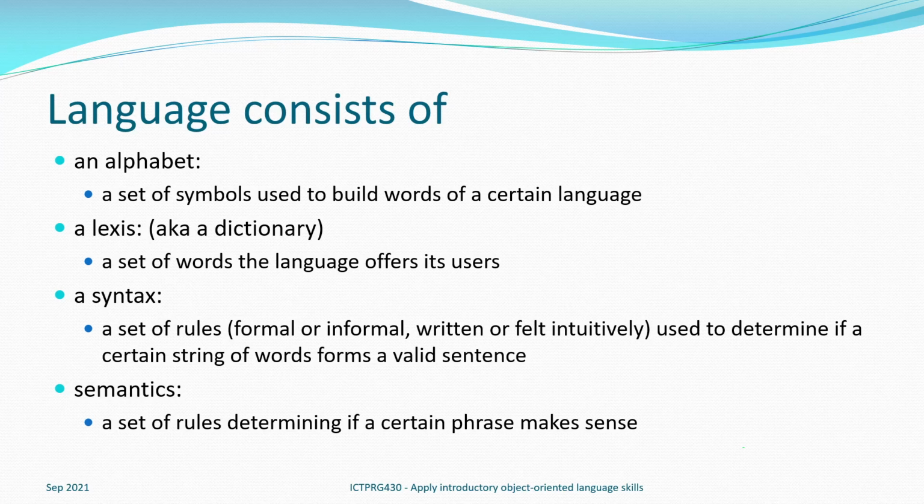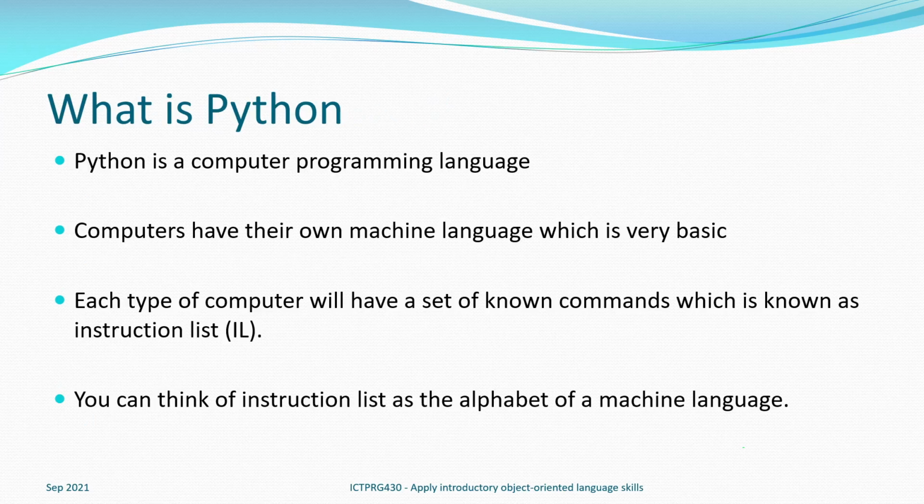What's a language? Well, a language, as you know, is a set of symbols which represent the alphabet for that language. It has a lexis, which is the dictionary, the syntax, which is the rules of how you combine those together, and there's the semantics, which is how you use those rules to make phrases that make sense. Now, a programming language is no different to our human languages as far as those rules are concerned.